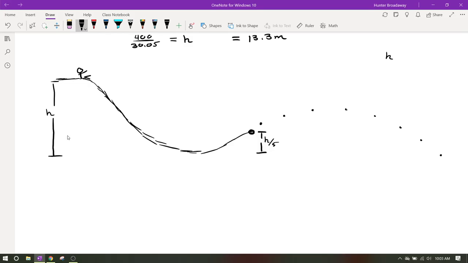So, h, we need to answer with h and theta. But what we're looking for is this maximum height. What letter do you want to give that? Obviously, it's not going to be h over 5. No, we've got to give it a letter. We can't give it a number. Pi over 2 is a number.